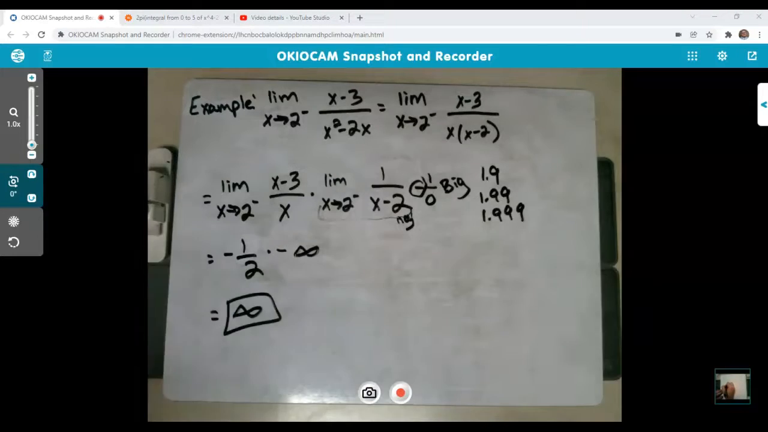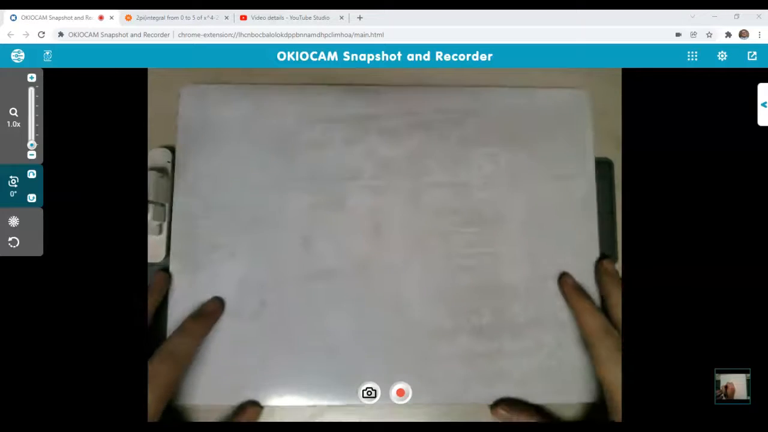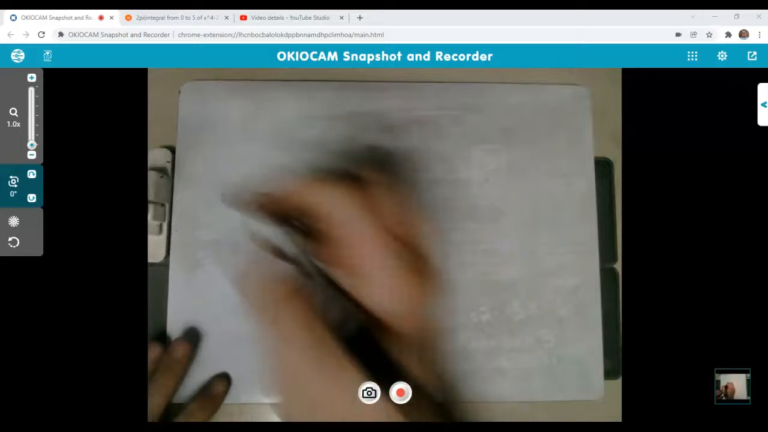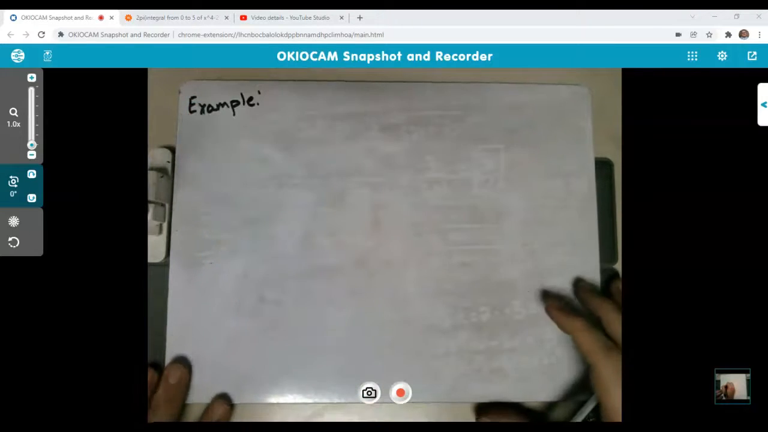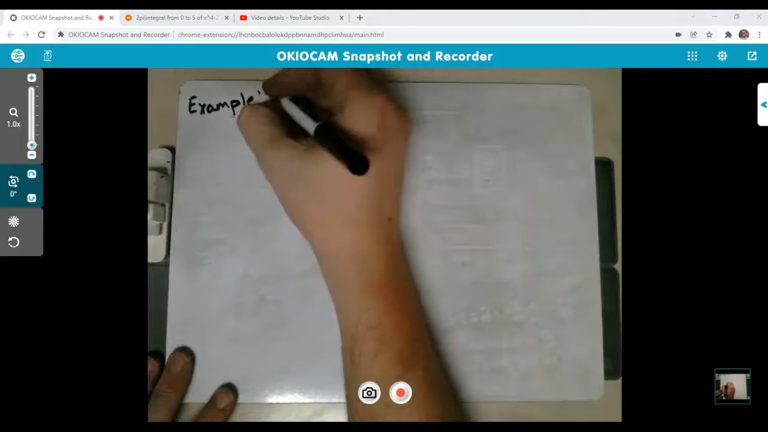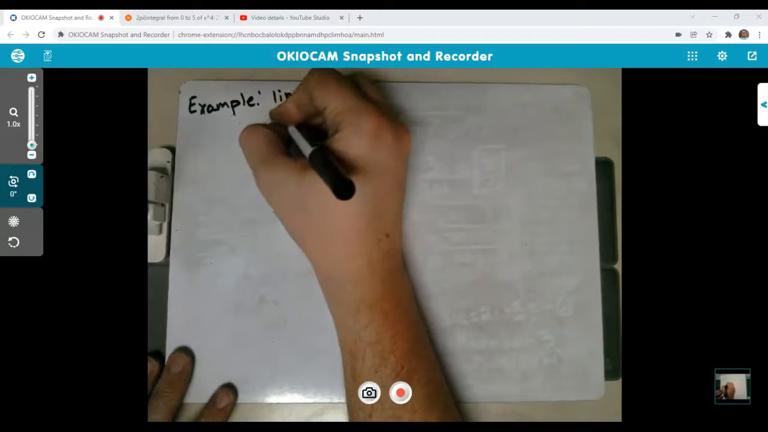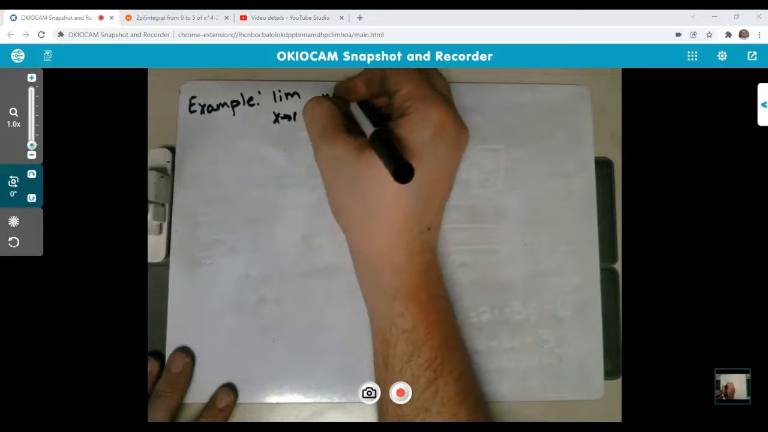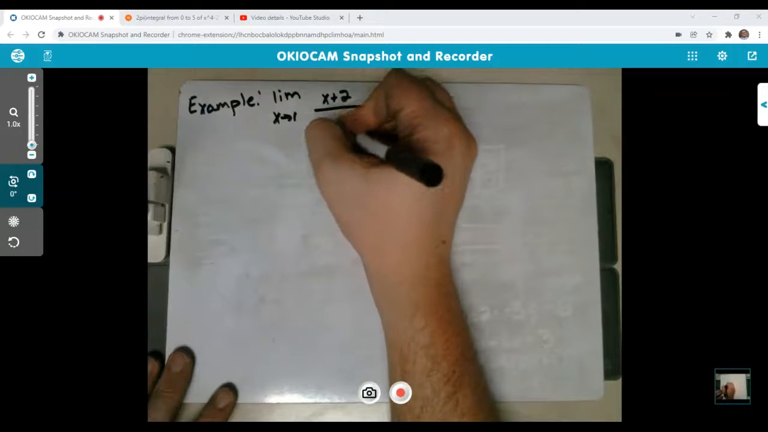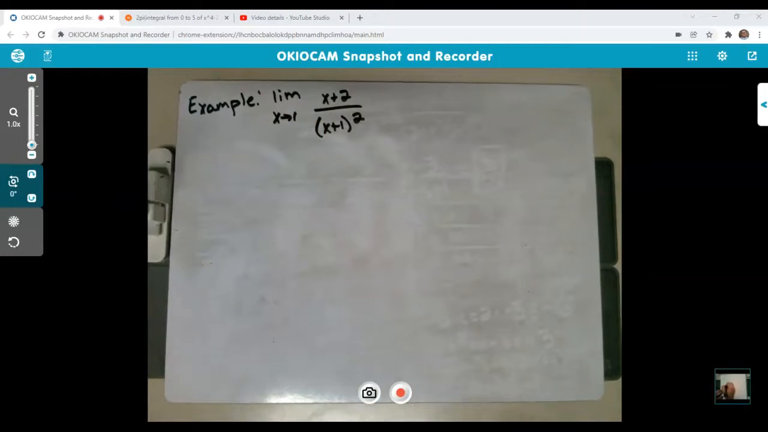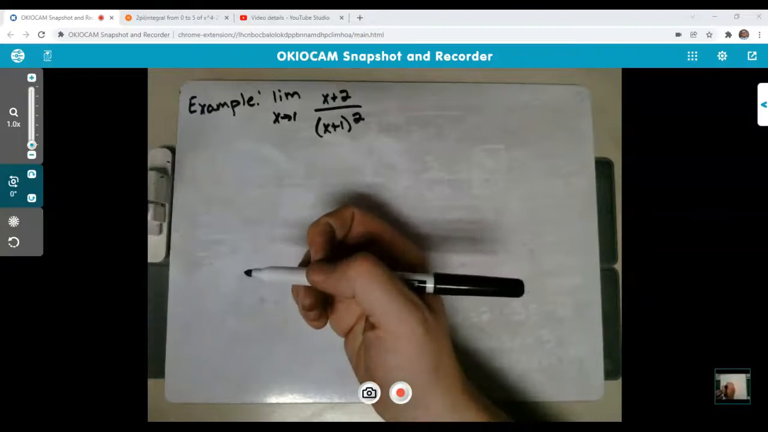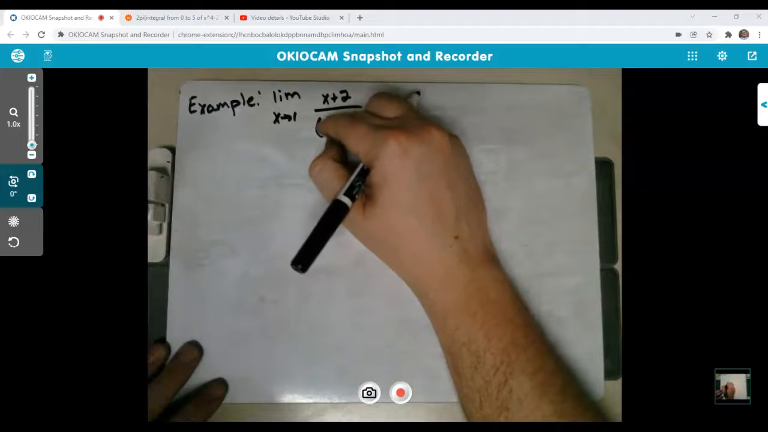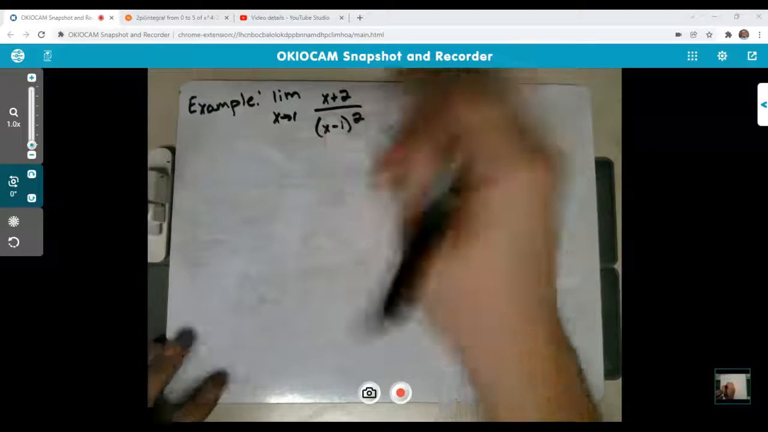Let's do another one like that to make sure we're good with it. One more. This is our last one. Let's do the limit as x approaches 1 of x plus 2 over x plus 1 squared. Okay, so again, I would try to plug in a 1. Oh, I can actually plug in 1. Oh, this is supposed to be x minus 1. I was like, that is too easy. There's no way. x minus 1 squared.